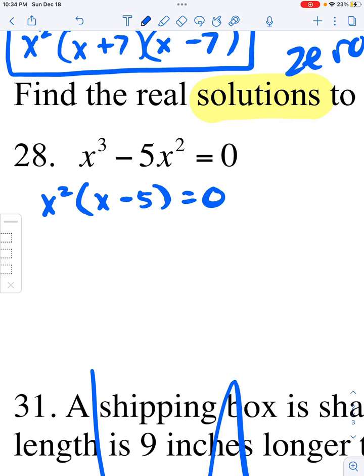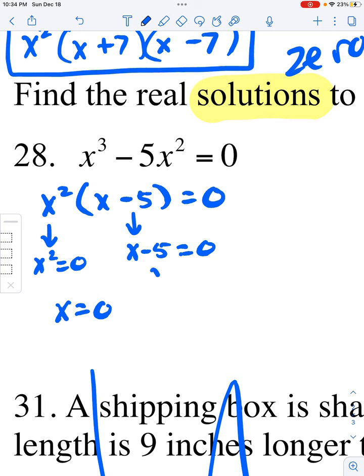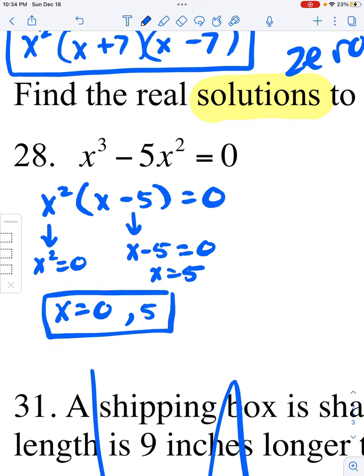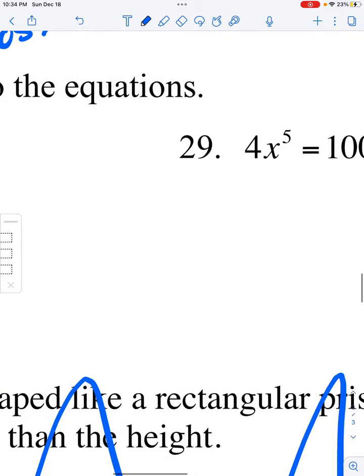In order for that to be 0, I look at what x squared would have to be for it to equal 0. And the answer would be 0. And then here, I'm wondering what x minus 5 will give me as an x value? Like what would I have to plug in for x to make that equal 0? And the answer is 5. So then these are my two solutions or zeros.